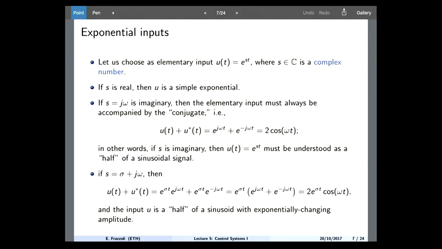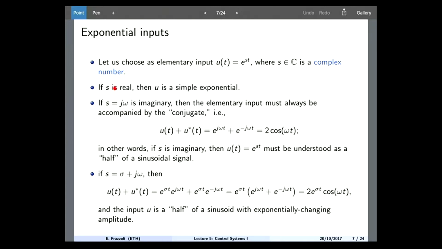What are these easy inputs? These are what we call the exponential inputs. In particular, we would choose the inputs of the form u of t is equal to e to the power st. Now, a little bit of a leap of faith here is the following: this s, which is the coefficient that you put to the time in this exponential, can actually be a complex number. Okay, what does it mean? Well, so s in general would be complex.